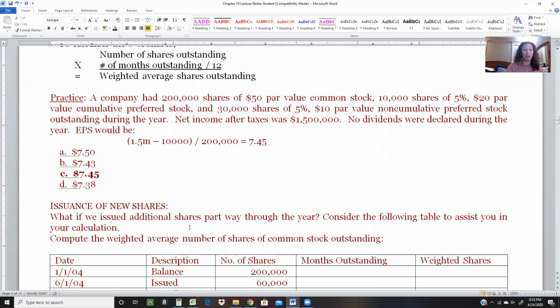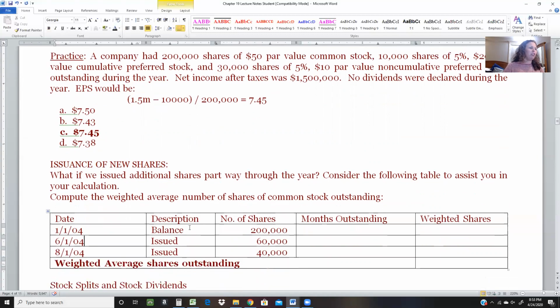And so when it doesn't change through the year, it's a lot easier, right? And most of the time it doesn't. This chapter makes it seem like we change the number of shares all the time, but the truth is, rarely do we change the number of common shares outstanding. Normally they stay the same all the way through, because rarely do you go out and issue more shares. But in these examples, we're going to change it a bunch of times. So let's go ahead and see what happens when that happens.